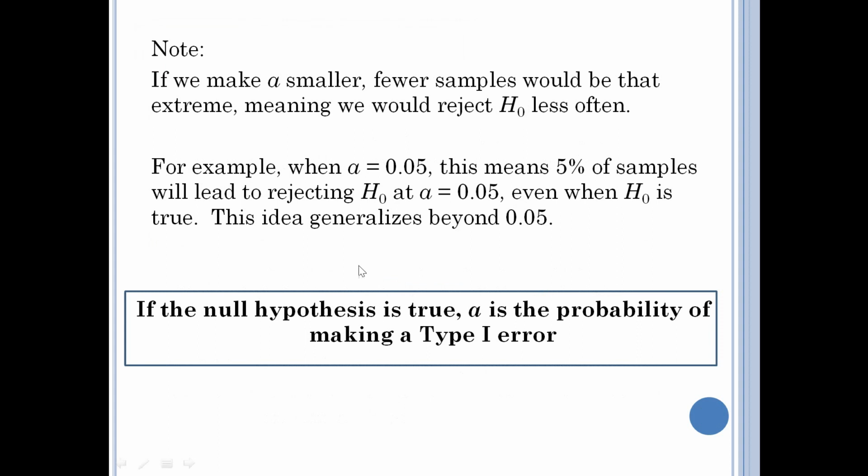The next note, you really want to write it down. If the null hypothesis is true, alpha is the probability of making type 1 error. Now let's study this case.